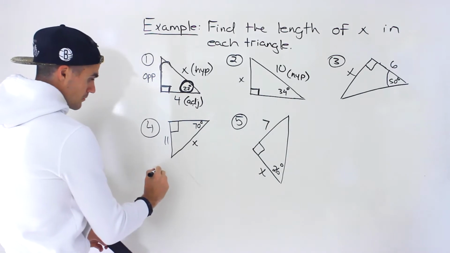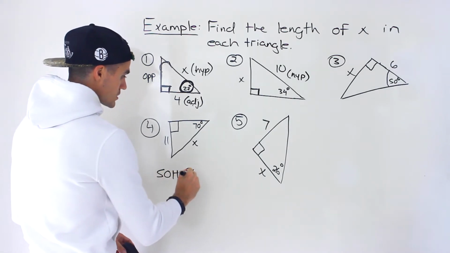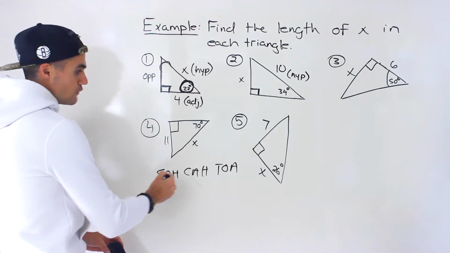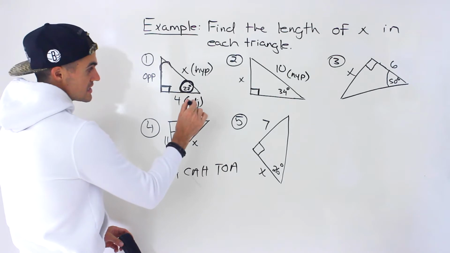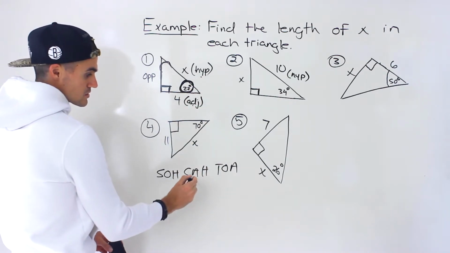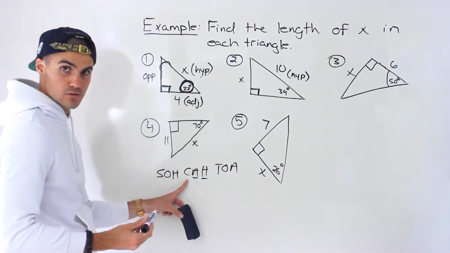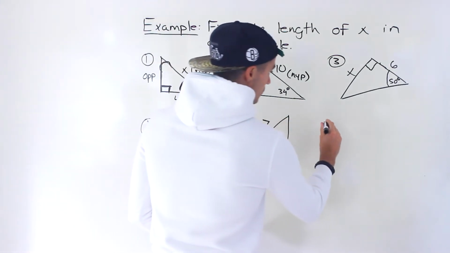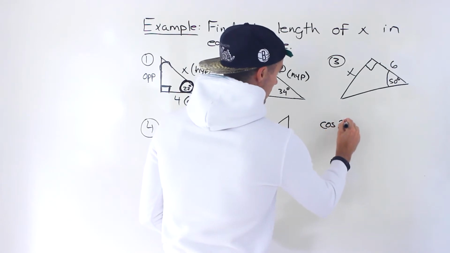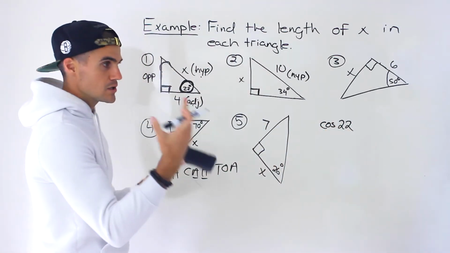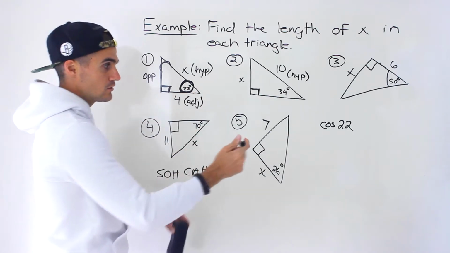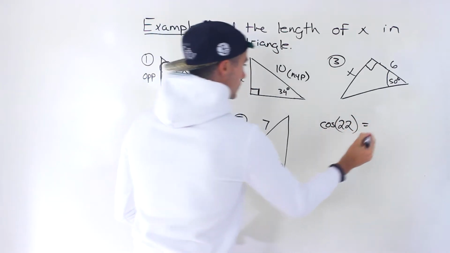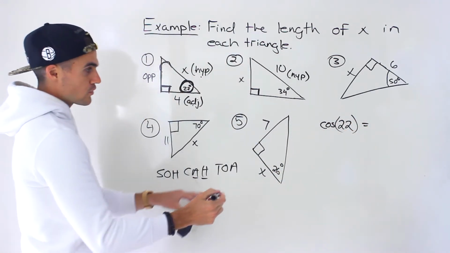Now, let me bring back that SOHCAHTOA saying. Of these three ratios, which one uses the adjacent side and the hypotenuse? The adjacent and the hypotenuse are used for the cos ratio. So the way we would set this up is cos of the angle 22. It's always going to be cos, sin or tan of an angle that goes in the brackets, attached to the ratio. That's going to equal the adjacent over the hypotenuse.